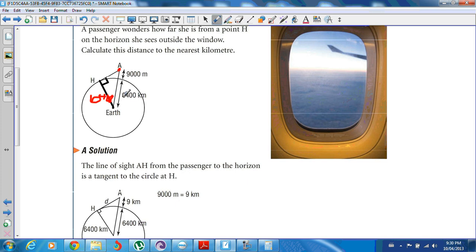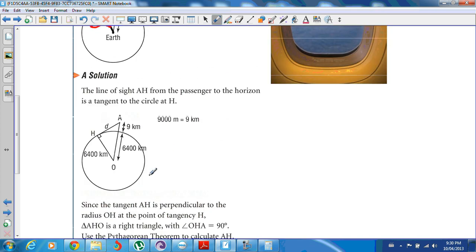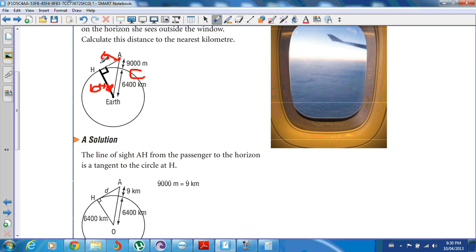This is 6,400 plus 9, so 6,409. And of course, this over here is what we're trying to find out. So let's see, where's C? Go straight across from here. This is C. And we'll make this side A and this side B. And then we just use our formula for Pythagoras theorem. Fill in all the numbers we know and solve for what we're looking for right here.